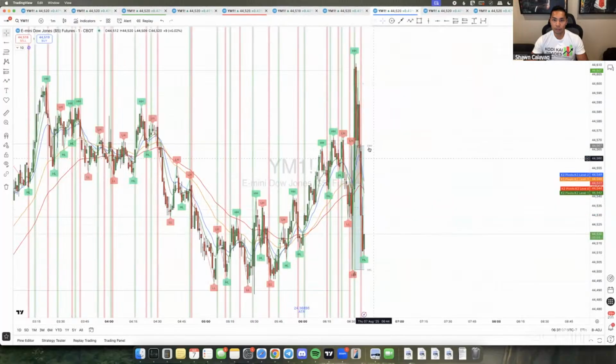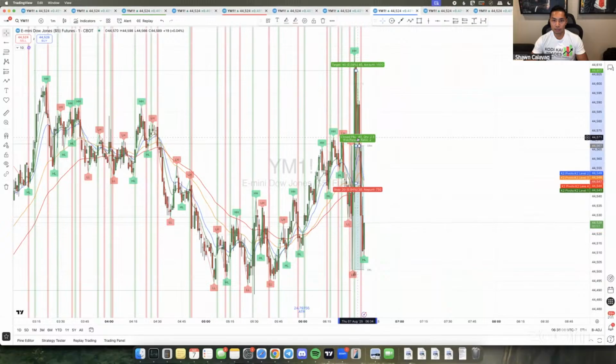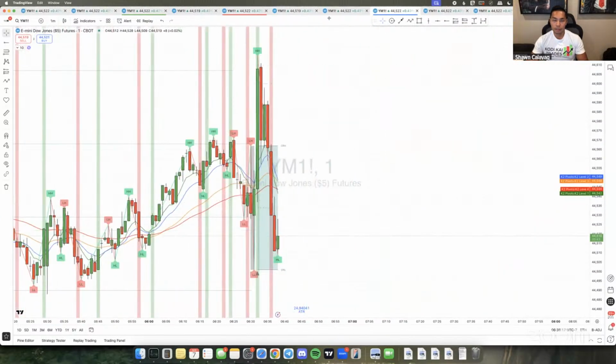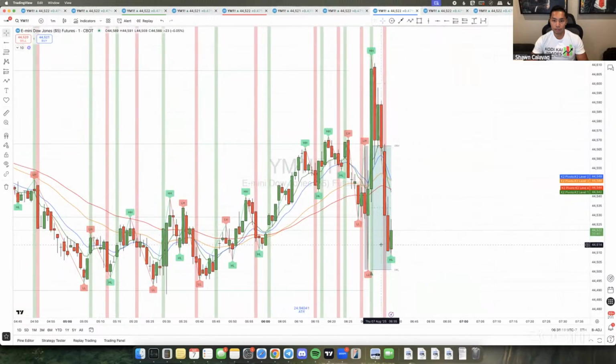The orb over here did not fill for us, guys. Like I said earlier, the orb here, because it was overextended, decided not to take it. You can see that price again is stuck within the orb range again right now.